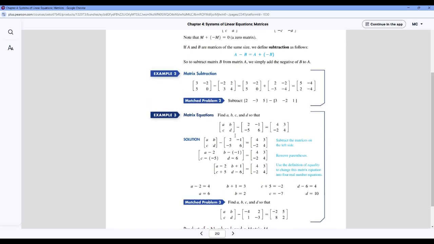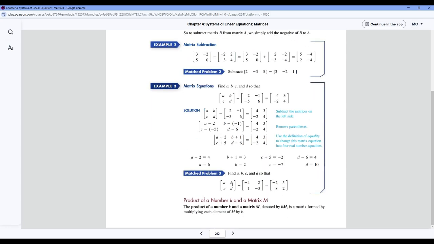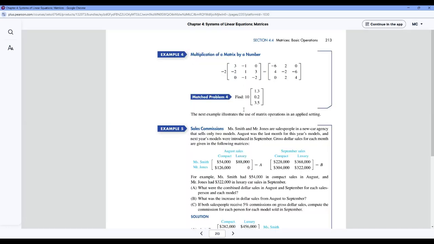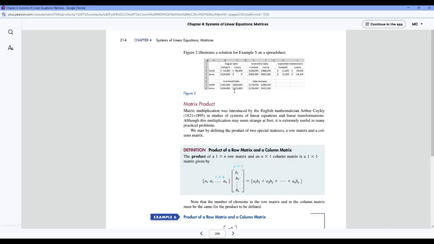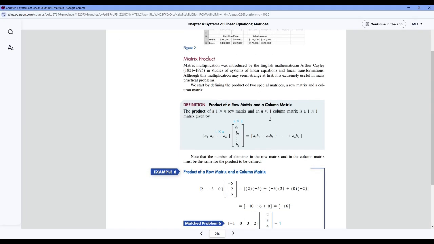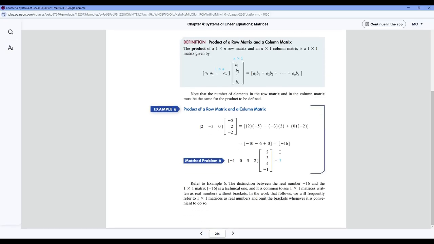All right, moving on. Matrix subtraction, we're just going to go through it. Multiplication, you multiply it by a number. Every number in the set gets multiplied by that number. And product of a row matrix: when you have a 1 by n and an n by 1, the answer will be a 1 by 1. So here you have a 2 by this by that. The answer is negative 16.